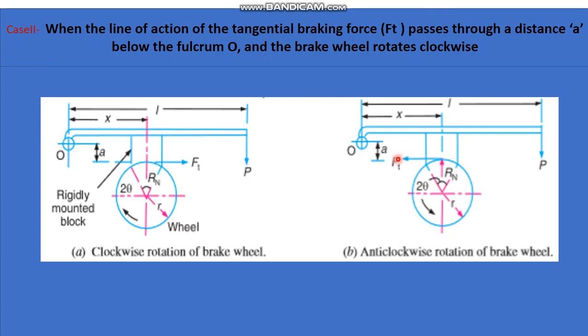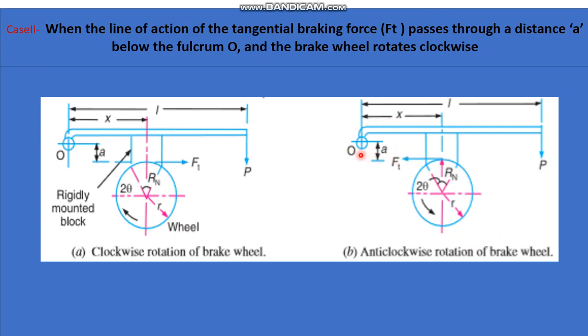Now the forces are the same but the direction was changed, and in this diagram the direction of Ft will change, but Rn will be the same and P will be the same. Now we can see here Rn is in anti-clockwise direction, P is in clockwise direction, and Ft will also now be in clockwise direction.